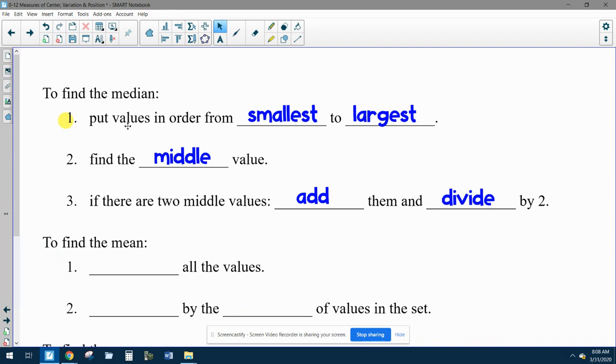So to find the median, put the values in order from smallest to largest. Super important step. I highlighted it. Then you can find the middle value, the one that's exactly in the middle with the same number of values on either side. And then if there are 2 in the middle, which happens when we have an even number of data points, we add the 2 in the middle and divide by 2. That's to find the median.